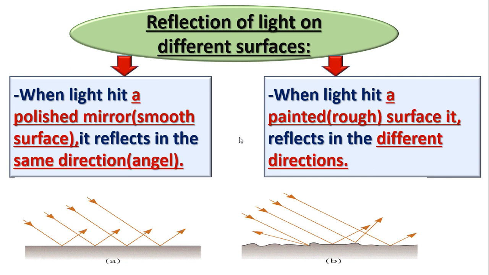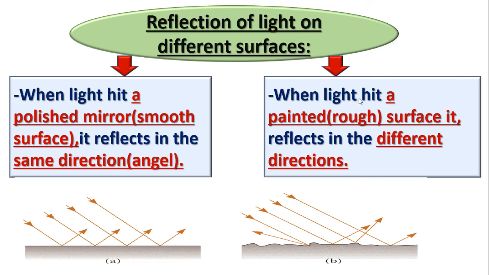Okay, now let's talk about the reflection of light on different surfaces or different materials. What happens when the light falls or hits a polished mirror? What is the meaning of polished mirror? A smooth surface. The polished mirror is a smooth or soft surface. What happens? Look at the light. The light is reflected in one direction, the same direction. Look at the reflected light, 1, 2, 3, 4. All of them are reflected in the same direction or the same angle.